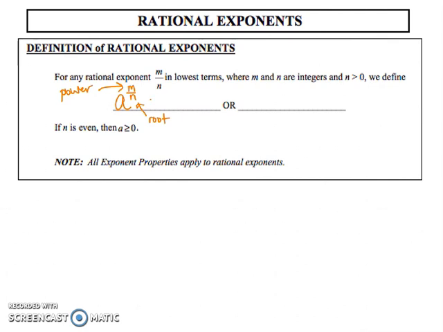So we could rewrite this expression in radical form, and it would be the nth root of a to the mth power. We could also say that a to the m over n is equal to the nth root of a, to the mth power. So we can tuck that exponent inside underneath the radical, or we can leave it outside the radical. These are both correct ways to write this.